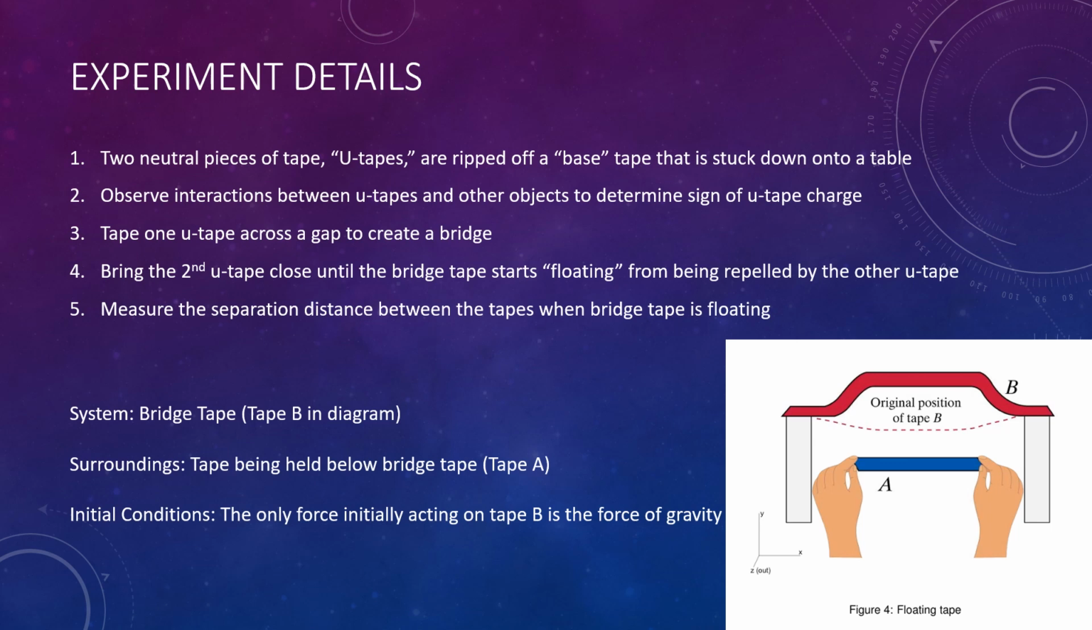The system of the experiment is the bridge tape, tape B in the diagram. The surroundings is the tape being held below the bridge tape, tape A. The initial condition is that the only force initially acting on tape B is the force of gravity.